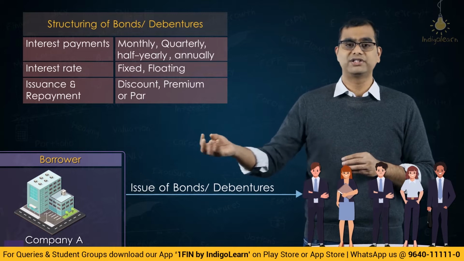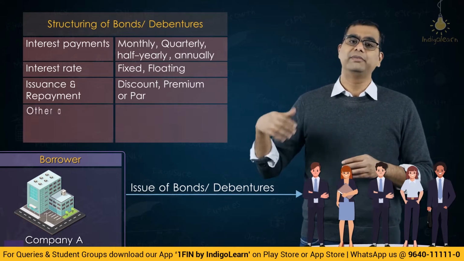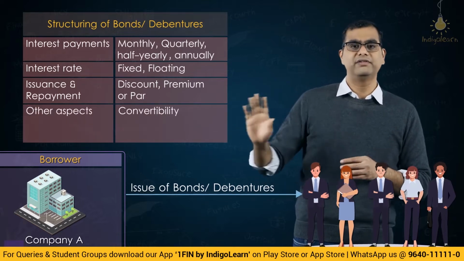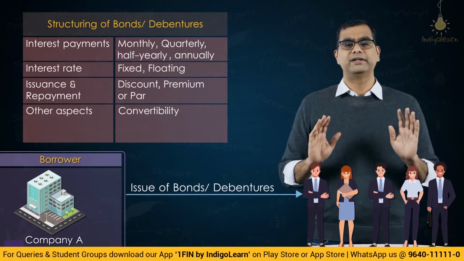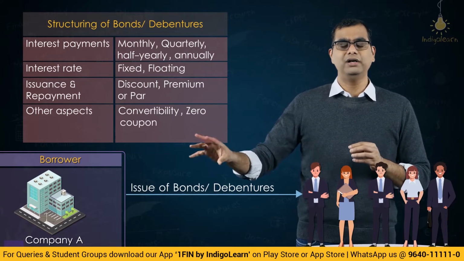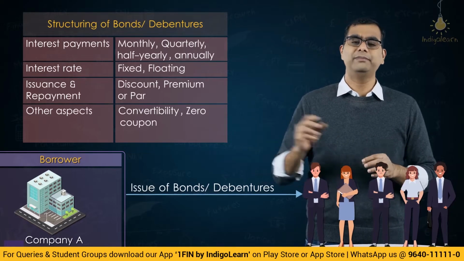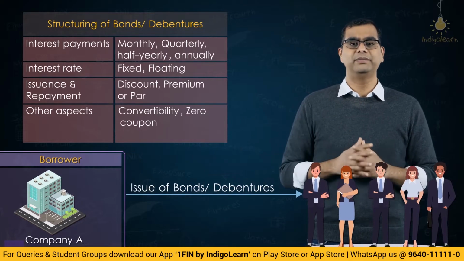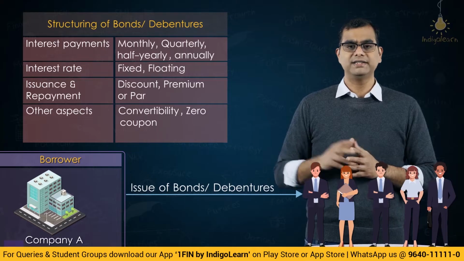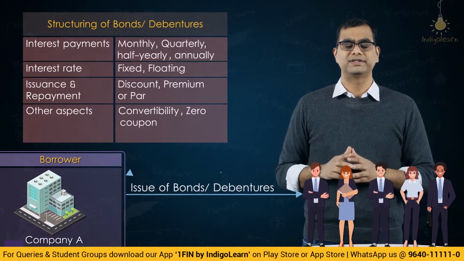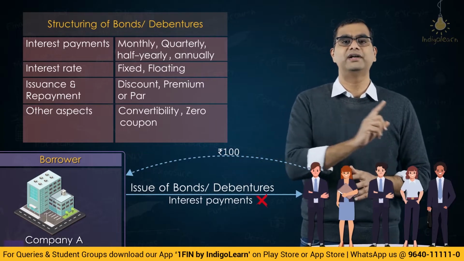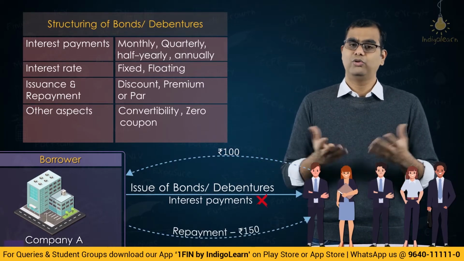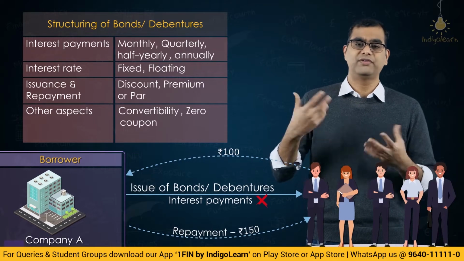Then the bonds can, instead of making repayment, be converted to equity also. There is another variation where the interest payments themselves are not made. That is, the company issues a bond and no interest payments are made, but at the end of the period, money will be repaid to the investors. That is, initially the company will borrow 100 rupees, it will not make any interest payments. After 3 years, the company will pay back 150 rupees. No interest payments are made. That is one variety.